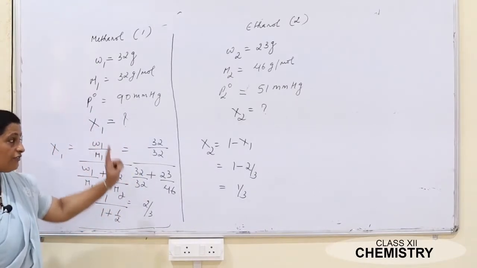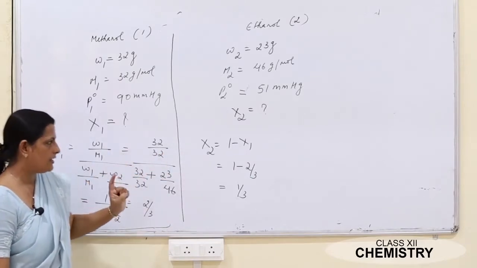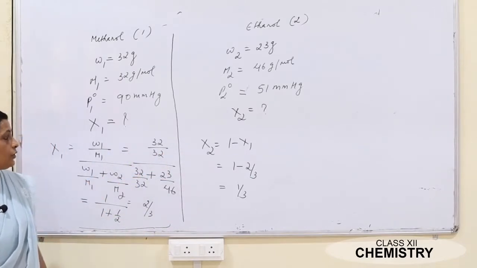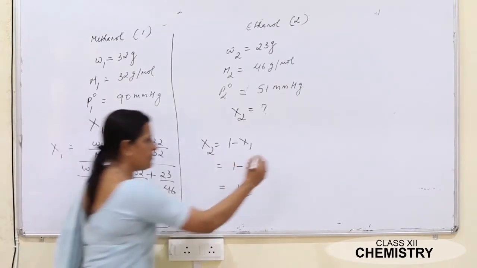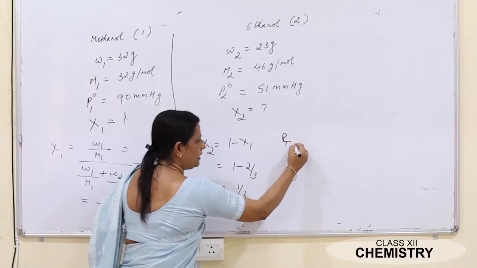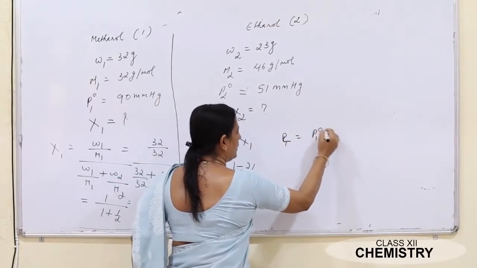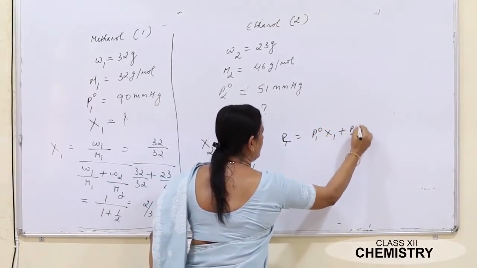So that is asked in which phase it is? In liquid phase. Next they have asked you to calculate the total vapor pressure of the solution. To calculate the total vapor pressure, you are going to use the equation P total is equal to P1 naught x1 plus P2 naught x2.